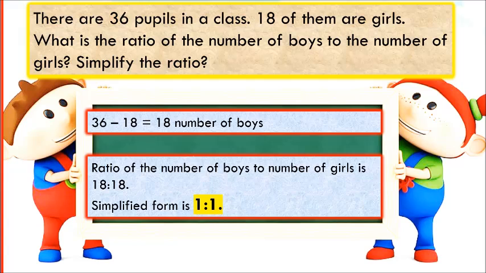Next. What is the ratio now? The ratio of the number of boys to the number of girls is 18:18. How are we going to simplify that? Of course, we divide it by the GCF. What is their GCF? They are both 18. So 18 divided by 18, we have 1. 18 divided by 18, we have 1. What does that mean? One girl is equal to one boy in that class.